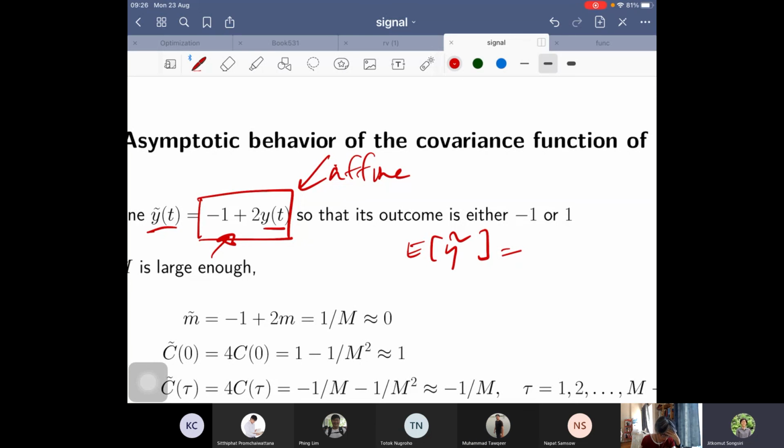The sequences yt and y tilde are related by the affine transformation. There are some known results in random variables that such an affine transformation will change the mean and the covariance of y tilde. But what is that relation? How does the mean of y tilde change from y?